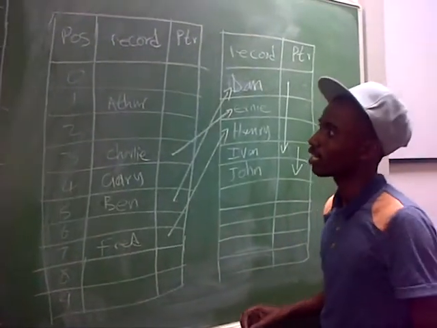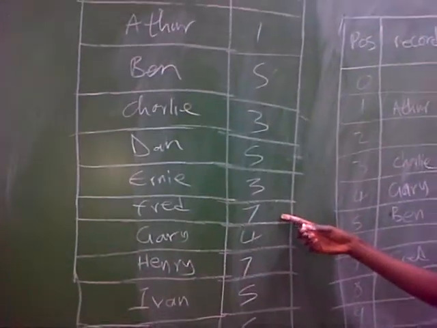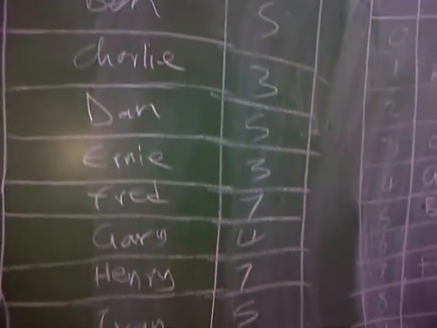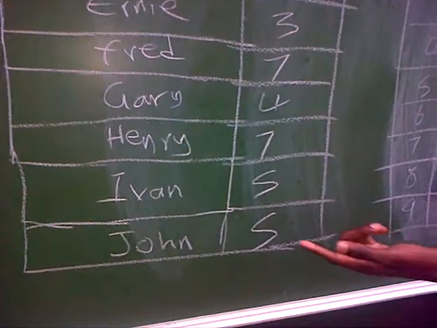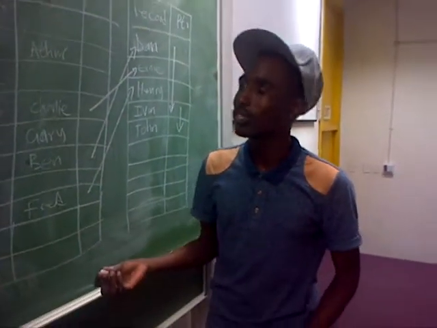Then let's check another collision if we still have one. 7, it's Fred. From Fred to Henry, we did that. I don't think we still have another collision. That means we are done with our synonym chaining.